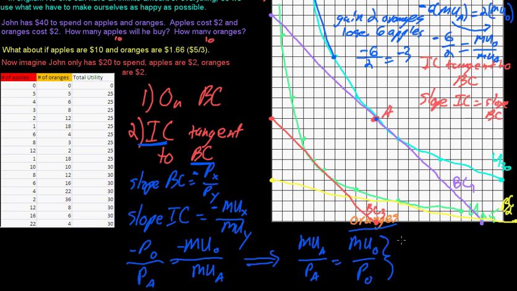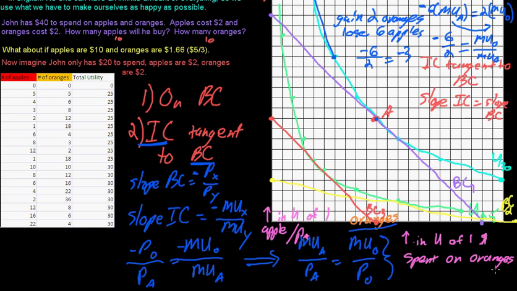So I'm going to write that out. The left side is the increase in utility for one more apple. So this is the increase in U of one apple over the price of apples, P of apples. So that is the increase in utility per dollar on apples. And this is the same thing for oranges. This is the increase in utility of $1 spent on oranges.